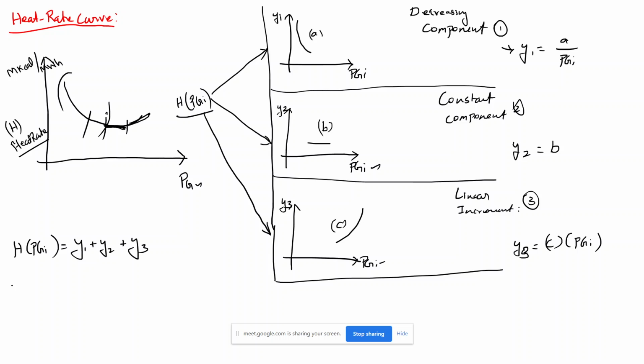Now I am applying these Y1, Y2, Y3 in the heat rate curve equation. So H PGI is equal to A divided by PGI plus B, which is constant and does not depend on the PG, so I write it directly, plus C into PGI. With this pattern of the curve, we got the heat rate curve equation. Otherwise, I can also write this equation by multiplying with the power generated.